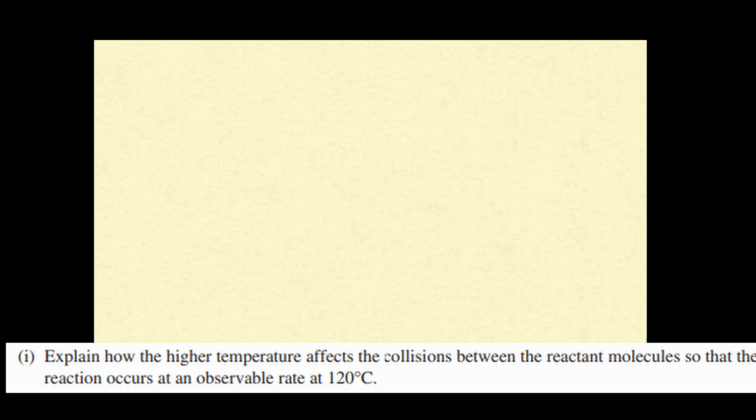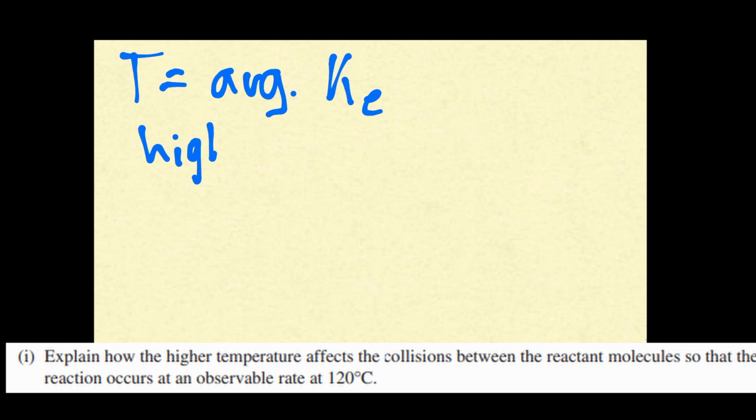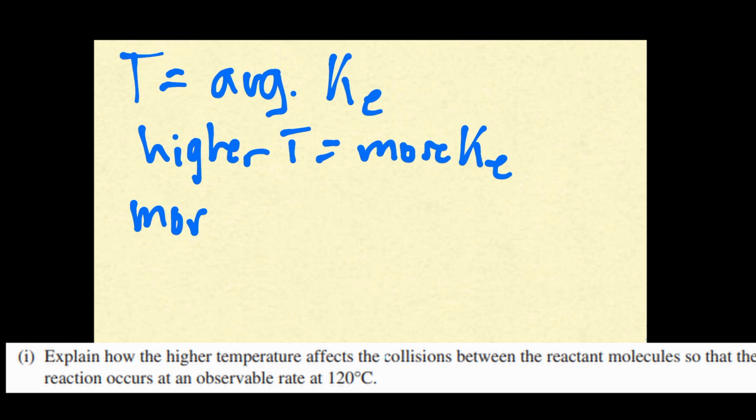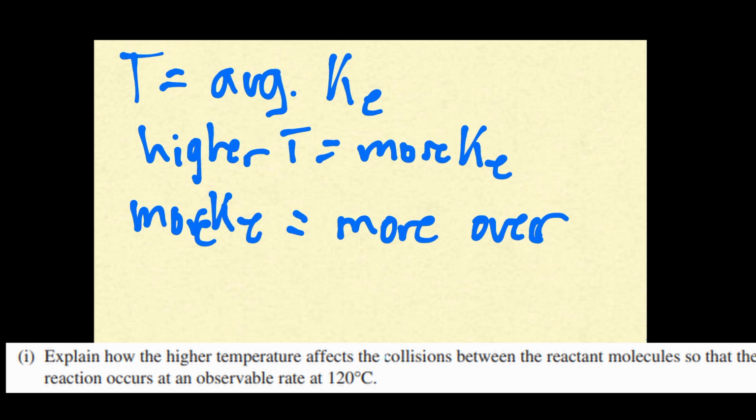For this kinetics question, we have to remember what temperature is. Remember that temperature is the measure of average kinetic energy. Therefore, at a higher temperature, the particles will have more kinetic energy, so they will be moving around a lot more. Not only that, but they'll also have more energy overall to be able to overcome the activation energy. Therefore, there are going to be more collisions with enough energy to overcome the activation energy.